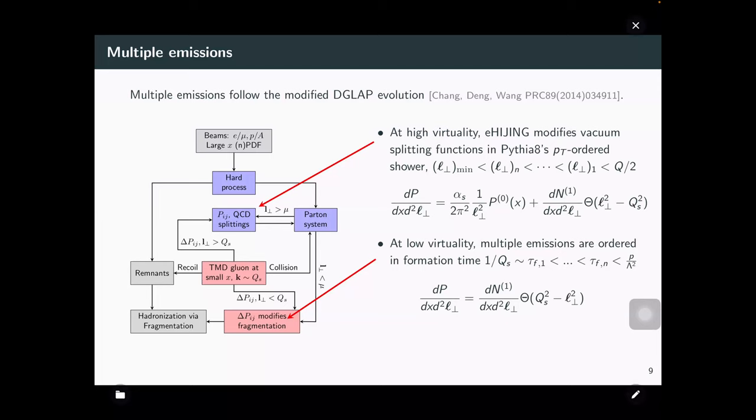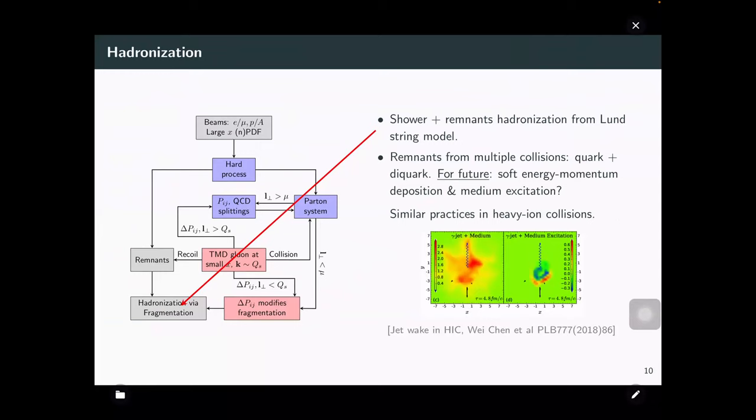And finally, we will use again the Lund string fragmentation mechanism to perform hadronization. And to do that in PYTHIA 8, we have to ensure that the whole system is still color neutral. But now, because we have some additional color exchange between the medium and the jet parton, we have to include more remnants from the recoil of these multiple interactions between the jet and medium.